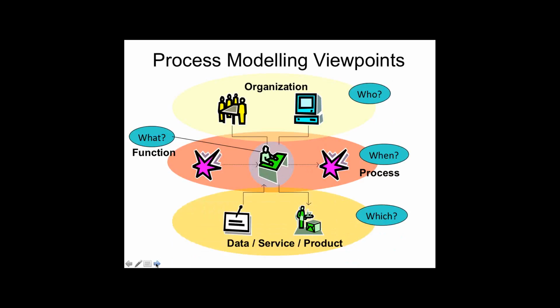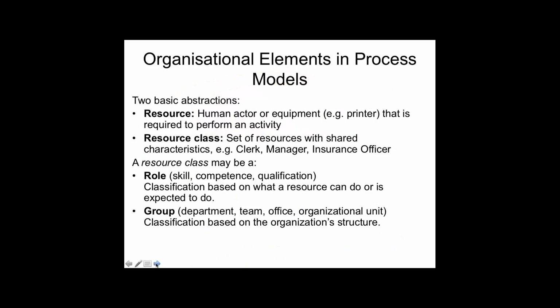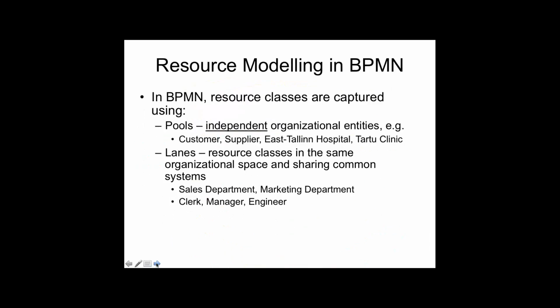Okay, thanks. Fine. So if you see, you need to have these 2 basic abstractions. One is resource, that is actor. That actor can be whoever initiates that particular functionality, or gets affected by it, or does that activity. Then you have resource class. This is a set of resources. You have resource class, which can be a role or a group. That's what we were talking about, who, right? Whether it's a particular role or a group. Fine. So we'll be able to identify organizational elements in this way.